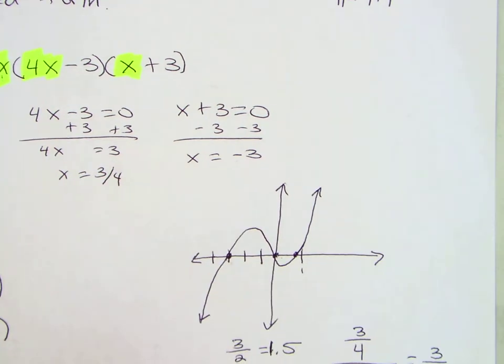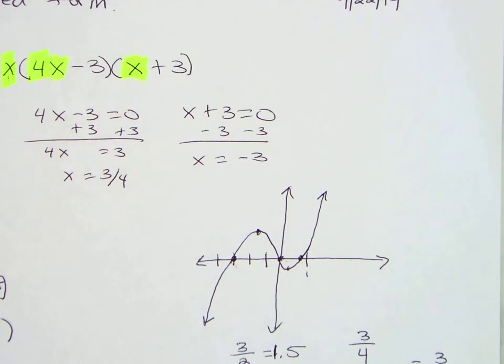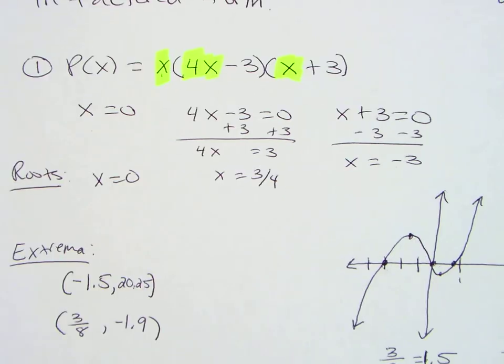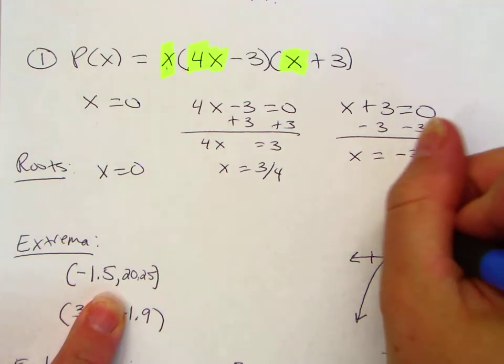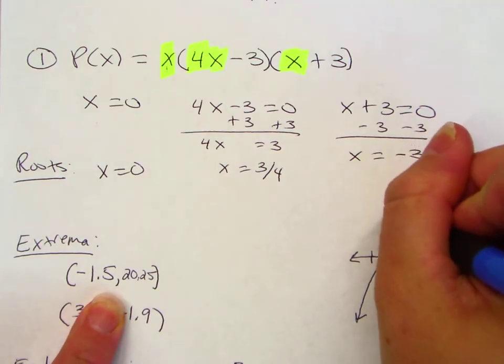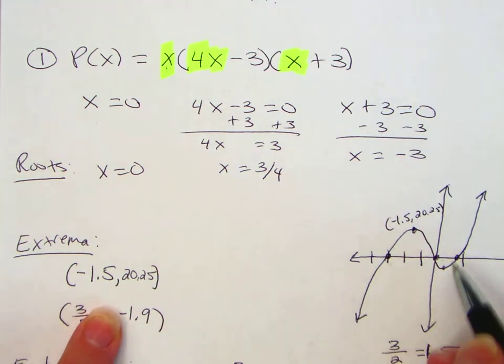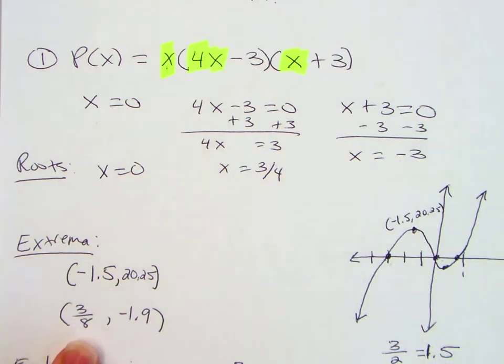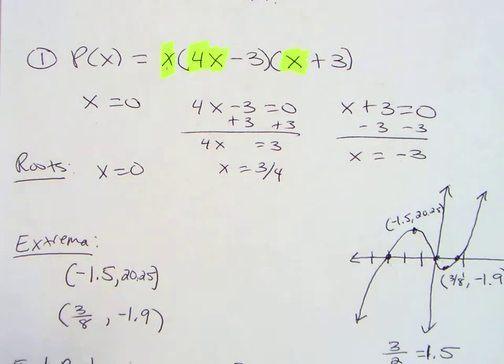Now I have a max and a min. I found my max, I found my min. We did that already. What was the maximum? Negative 1.5, 20.25. So I'm going to write that right here. And to find the min, 3/8, negative 1.9. This point was 3/8, negative 1.9. So we're almost done.